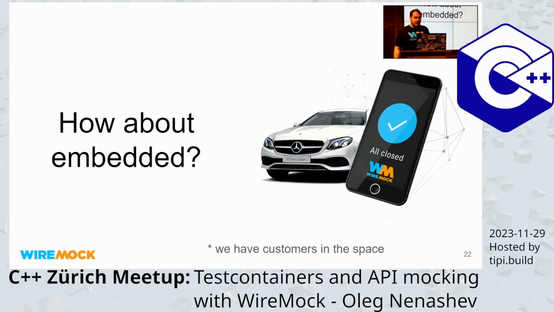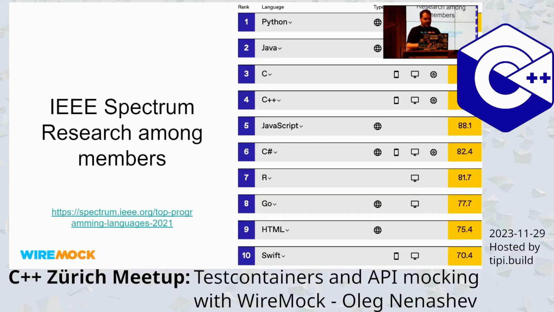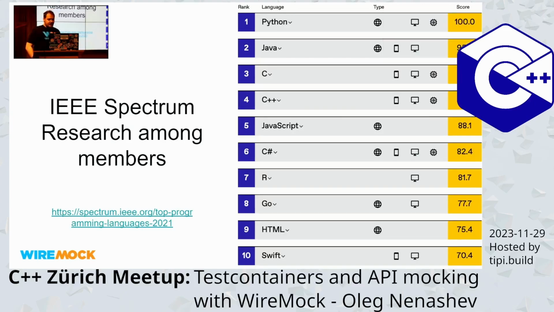And when you work in this space, one day you write it in Java, one day you write it in Python, then you write in C++, and you want to use the same tool for all these use cases. So we have customers who actually want to use WireMock for different technology stacks. So it's statistics from embedded space and language popularity.